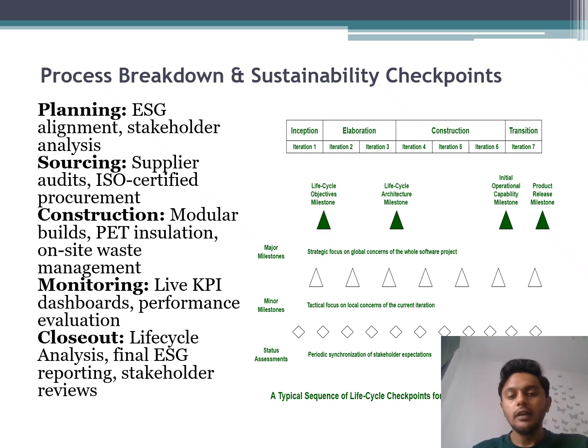First, planning. In planning, we are going to align the ESGs and do the stakeholder analysis, deciding which stakeholders we will work with and how we are going to integrate with them. The second one is sourcing, like supply orders, deciding where we are going to get the supplies for our project. The supplies we get are ISO certified, so we don't get into trouble.